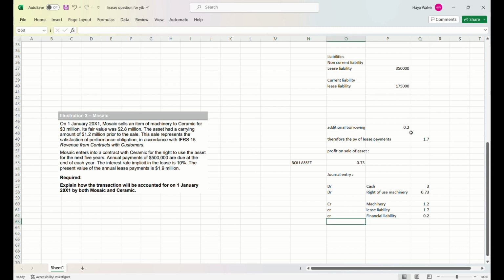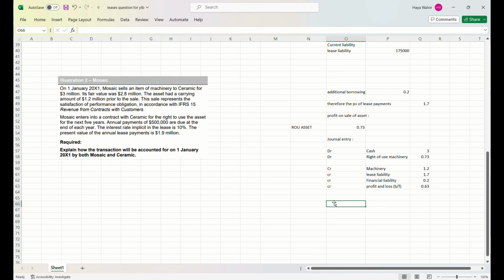In short, this additional borrowing will be treated as a financial liability, and then I will credit the profit and loss with the profit on sale of my asset. So this will be equal to 3 plus 0.73 minus the sum of this entire thing, right? When we go for this calculation, we end up getting 0.63, and that is our profit on sale of asset. This is supposed to be treated as a balancing figure, right? This is the journal entry for that.